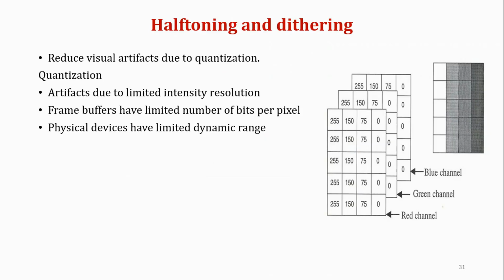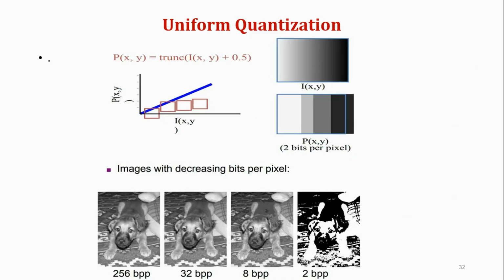And next is half toning and dithering. In modern displays and printers, we have limited intensity resolution. This limitation causes quantization error. Quantization means artifacts due to limited intensity resolution. To reduce the visible artifacts, we can use half toning and dithering. These techniques are used to create an illusion of smooth intensity transition. Okay, so let us move on to half toning first.